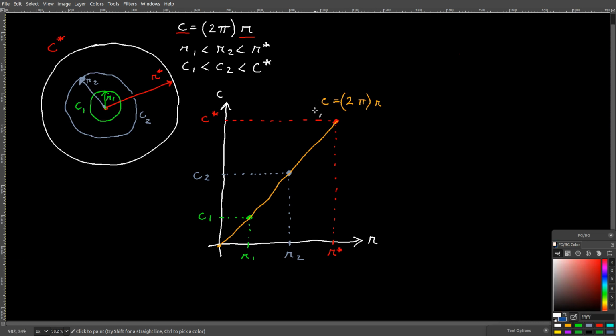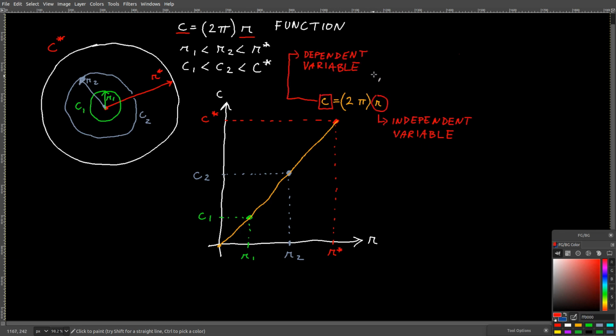This mathematical relationship can also be called a function, where r is an independent variable, c is a dependent variable, and this 2 pi is a slope. And then this graph is the graph of this mathematical function. The bigger the slope, the more vertical this function line is.